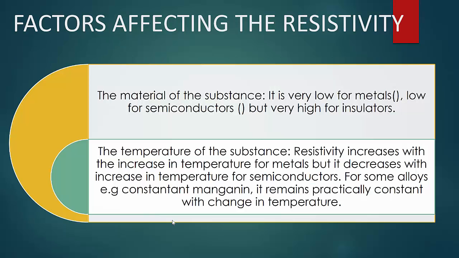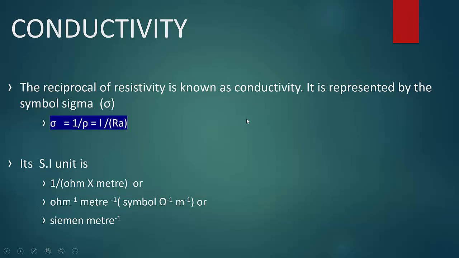Now factors affecting the resistivity. What are the factors which mainly affect resistivity? One is the material of the substance, and the second is the temperature of the substance. Resistivity increases with increase in temperature for metals, but it decreases with increase in temperature for semiconductors. For some alloys, it remains practically constant with change in temperature. As for the material, resistivity is low for metals, low for semiconductors, but high for insulators.